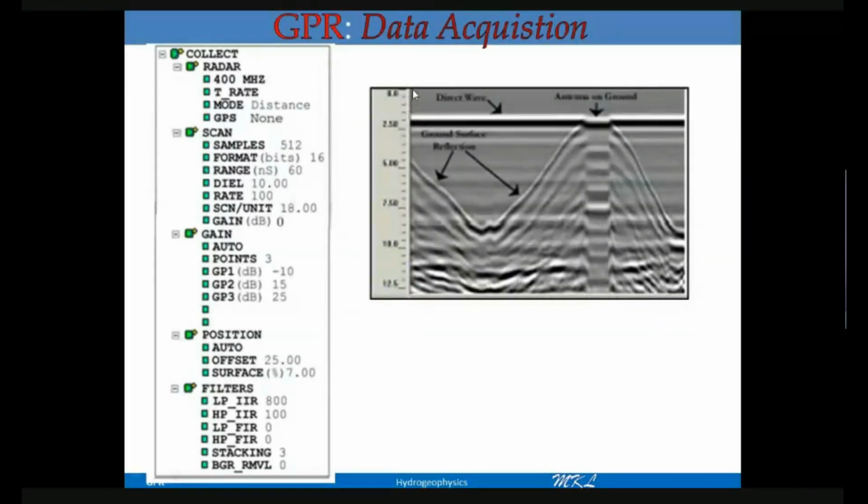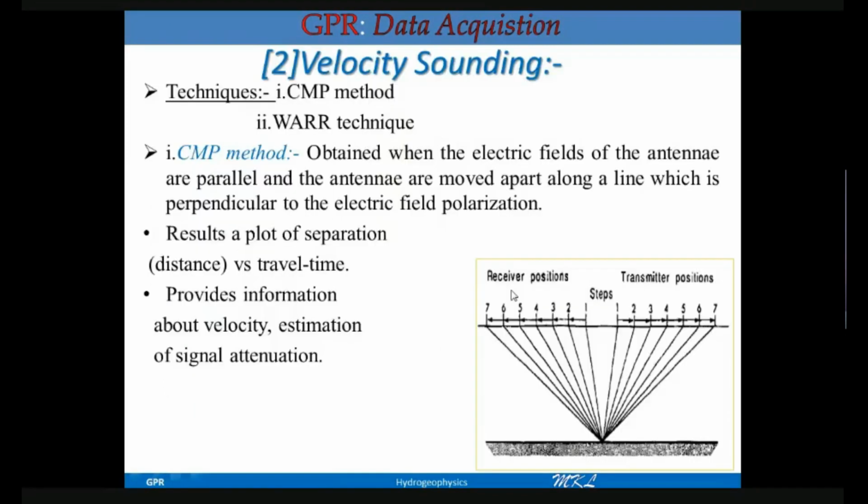They kept some on the top side and some on the bottom side. That I will show you. Next is velocity finding. That's called the CMP method, common midpoint method. And this common midpoint, that's the first position. One means the first position.